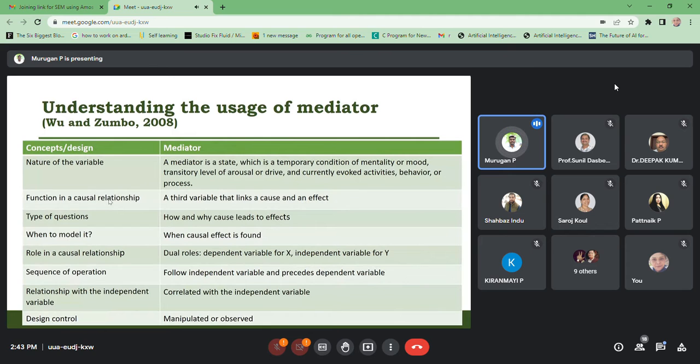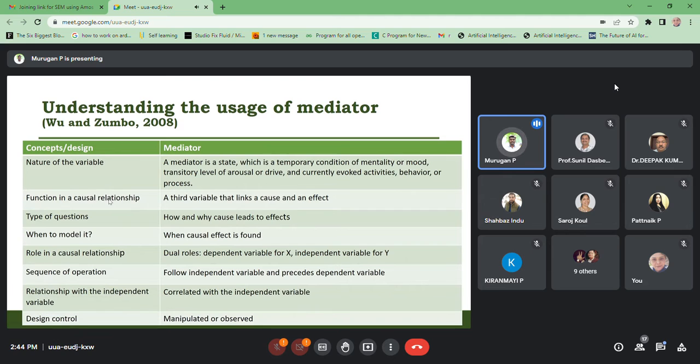Function in a causal relationship: a third variable that links a cause and an effect. So basically, if you look at the entire direction of the relationship, the mediator is acting as a linking pin between your X and Y. That's the way you can understand this. On one side you have the cause variable, on the other side you have the effect variable. In between, you are trying to keep something. That in-between mechanism is nothing but your mediator.